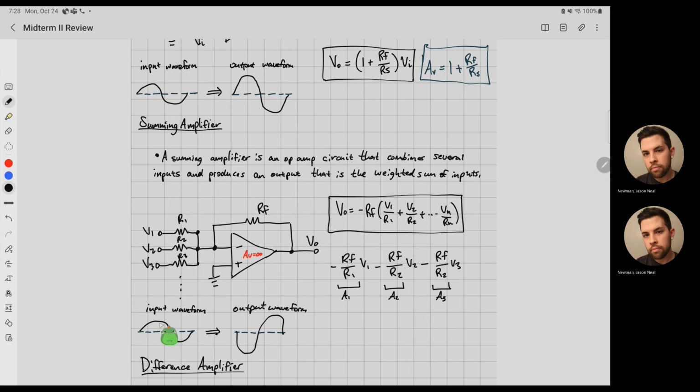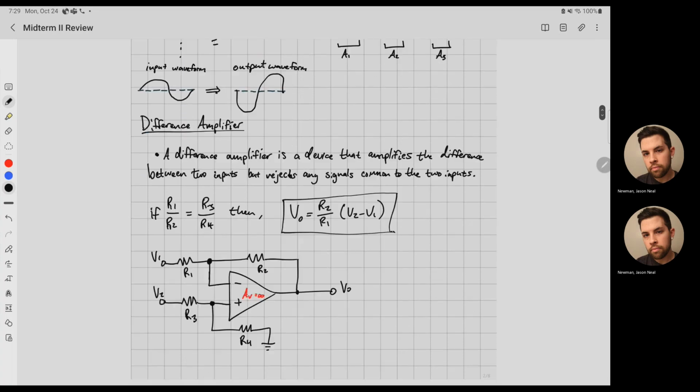It has the exact same waveform. So here's the input waveform, and the output waveform is inverted because you're going into the negative terminal. So the output waveform is inverted, and it's also amplified by an even larger amount because you have multiple sources.